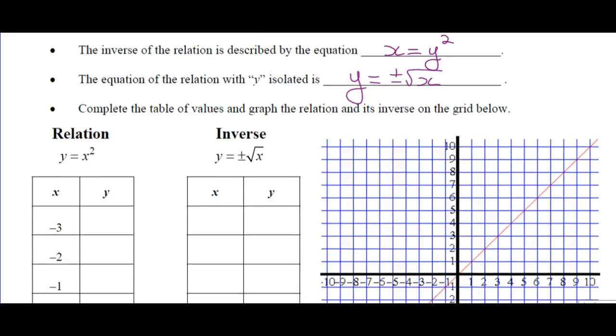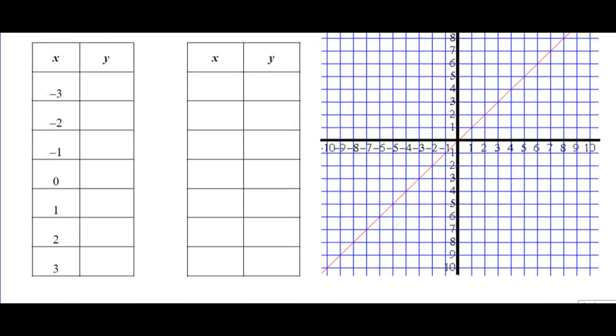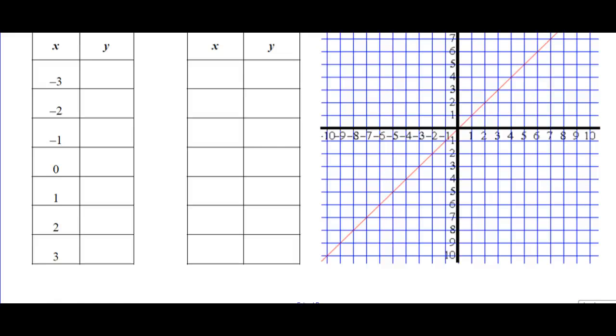Complete the table of values and graph the relation and its inverse. Okay, so we're pretty familiar with this, right? 9, 4, 1, 0, 1, 4, 9. And if I reverse the 9, then I note, hey, look, it goes with 3 and negative 3, so let's just say plus or minus 3. Plus or minus 2. Plus or minus 1. Not plus or minus 0. 0 is just 0.